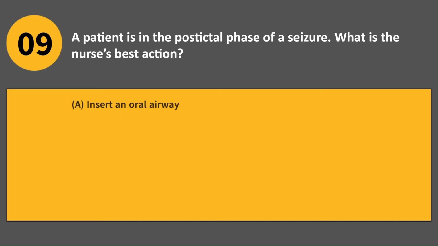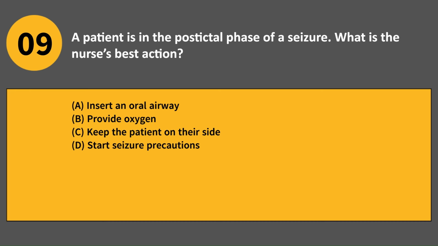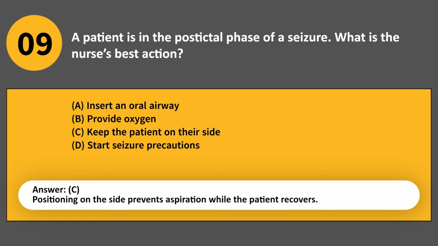A patient is in the postictal phase of a seizure. What is the nurse's best action? A. Insert an oral airway. B. Provide oxygen. C. Keep the patient on their side. D. Start seizure precautions. Answer C. Positioning on the side prevents aspiration while the patient recovers.